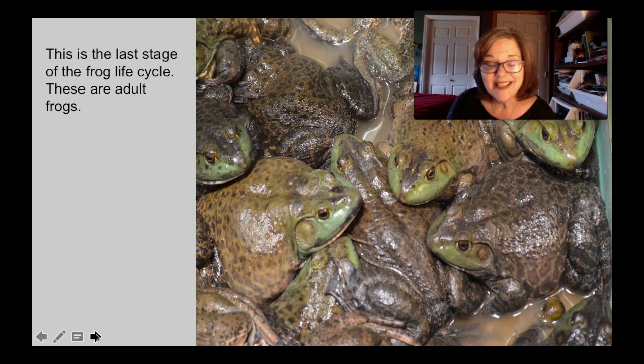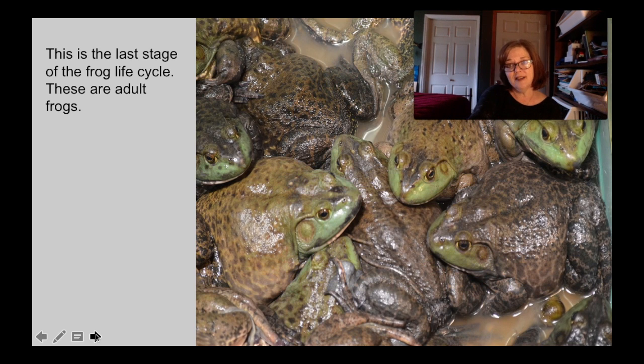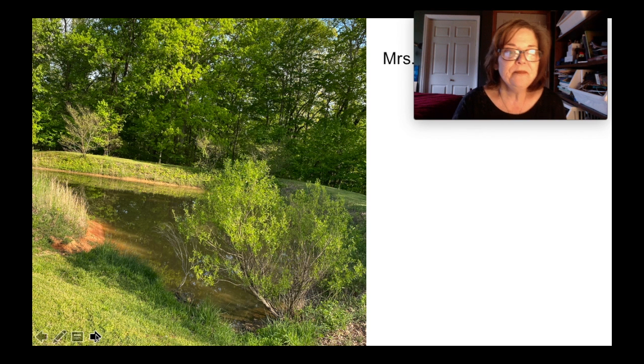And this is what those tadpoles and froglets grow into. This is the last stage of the frog life cycle. These are a lot of adult frogs together, and they're trying to stay warm. It must be a little bit chilly where they are. These are actually mountain chorus frogs. We have a lot of these frogs here at my farm.